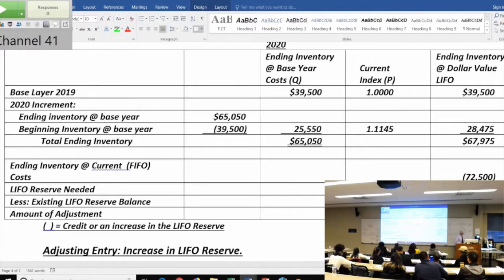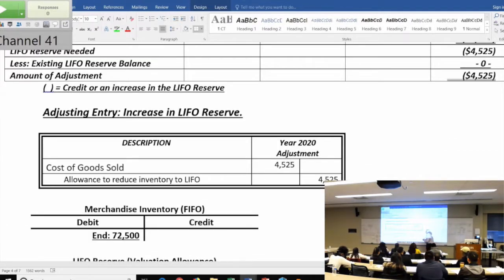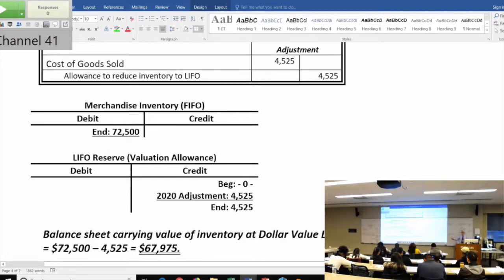So let me show you the entry. And I have to increase cost of goods sold by converting the FIFO to LIFO. I'm going to debit the cost of goods sold, credit the allowance to reduce inventory to LIFO. This is a LIFO reserve. Okay, so this is the LIFO reserve. And on the balance sheet, we're going to show the net amount. Now remember, internally, as I showed to these T accounts before, internally, I've got 72.5. But externally, I've got to show 67,975.